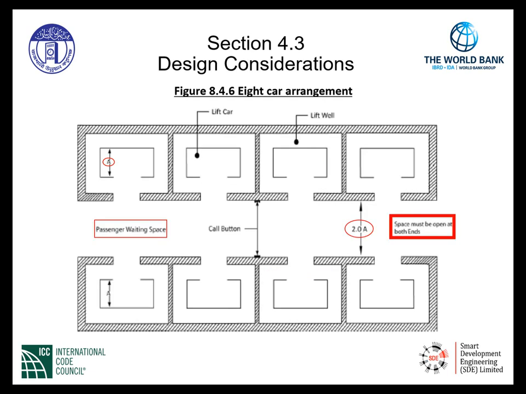The 8-car arrangement is given to us in figure 8.4.6. We can see the passenger waiting space between the lifts. It is still a function of the car depth, and it must be 2 times the dimension of the car depth. However, the space must be open at both ends in the passenger waiting space.